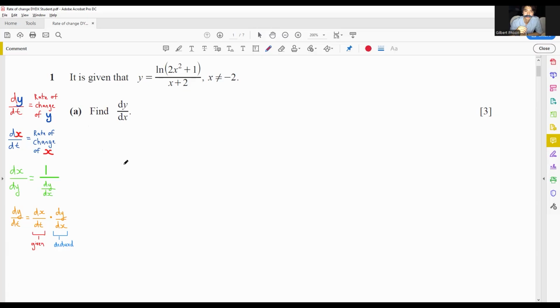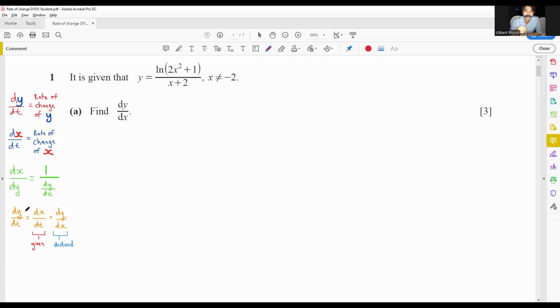And then in some instances, for you to form the equation like this, you're going to need to invert. Instead of finding dy/dx, you're supposed to find dx over dy. Just remember that dx over dy is actually the reciprocal of dy over dx, which we will see some examples for later on.